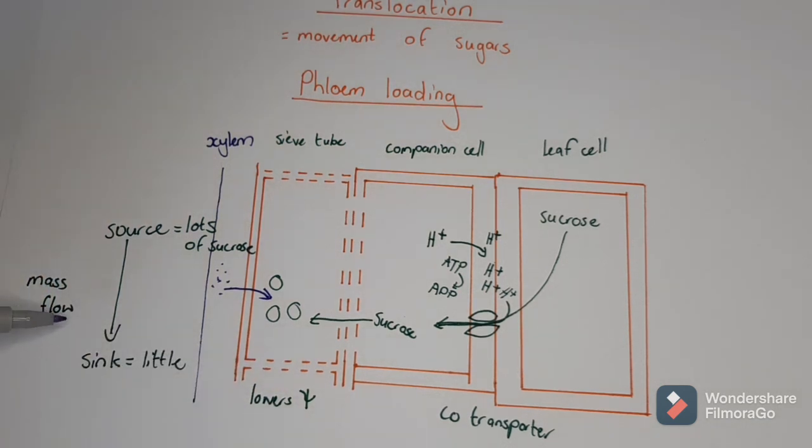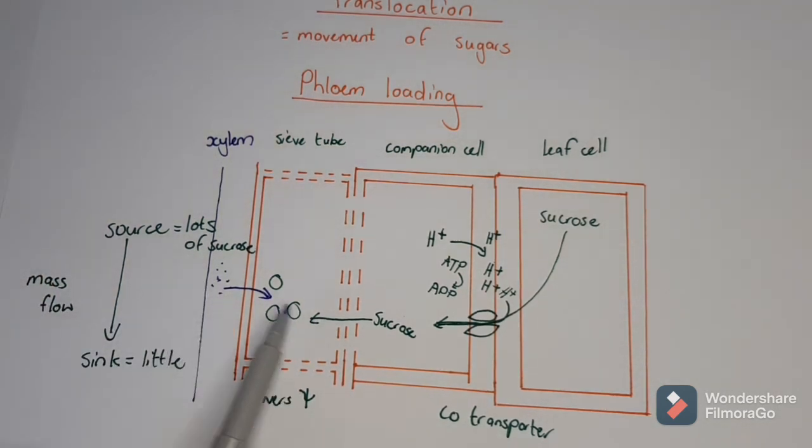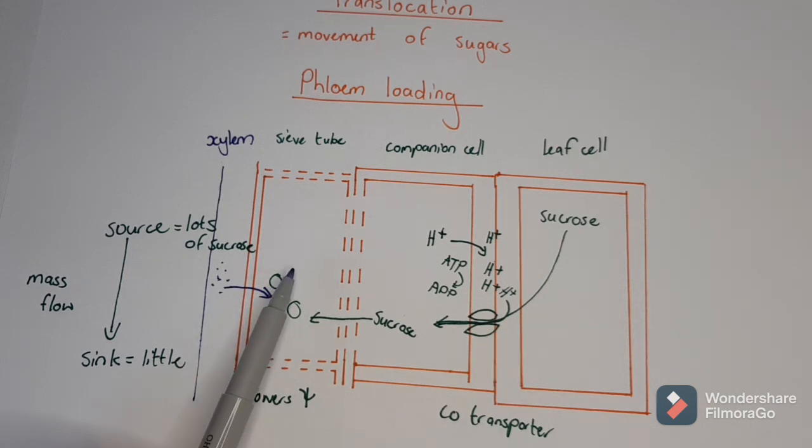So mass flow is where there's an increase in water movement, increasing the pressure, forcing all of the solutions down from their source to their sink, where they would then move out of my sieve tube element to where the sugar needs to be used. So that is our water transport and our sugar transport, and that's all we need to know about plants.